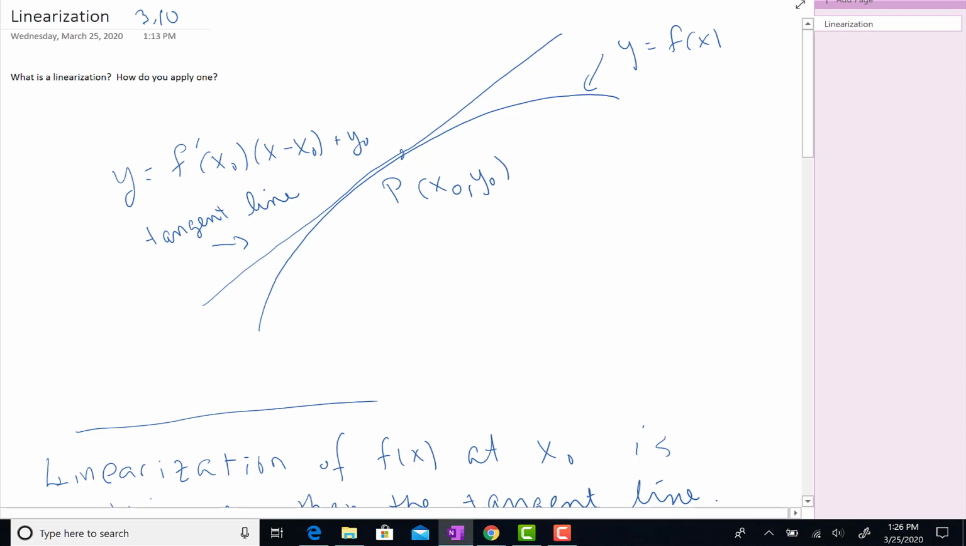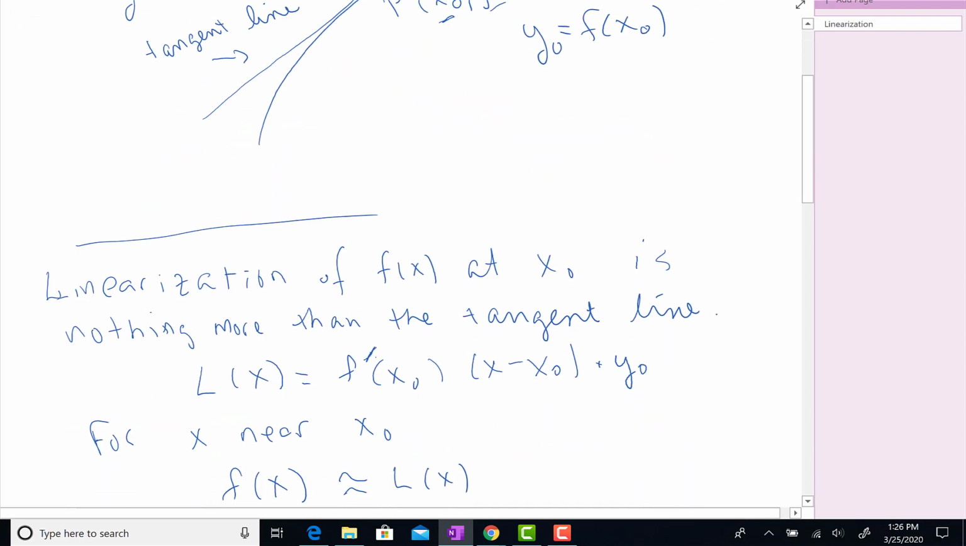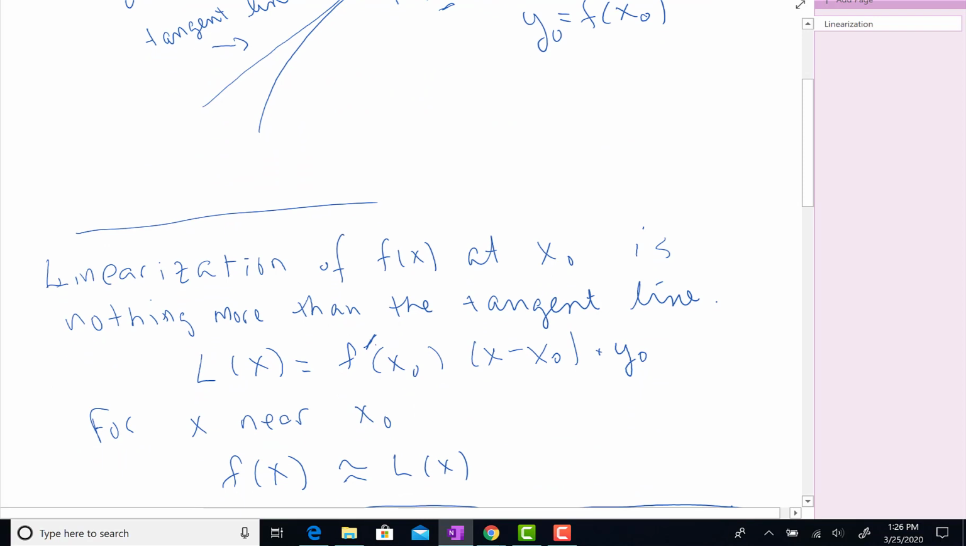Calculus is the study of functions or curves, and we think about a function at a particular point having a tangent line. We have seen that the formula for the tangent line has slope equal to the derivative evaluated at the point, and we use the point-slope form with the point (x0, y0), where y0 is the value of the function at the specific value x0. The linearization of the function at x0 is nothing more than the tangent line.